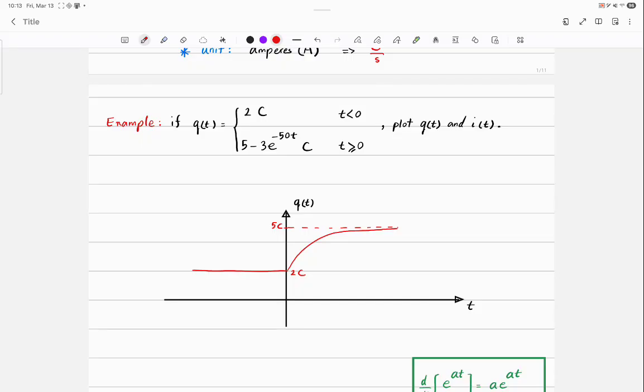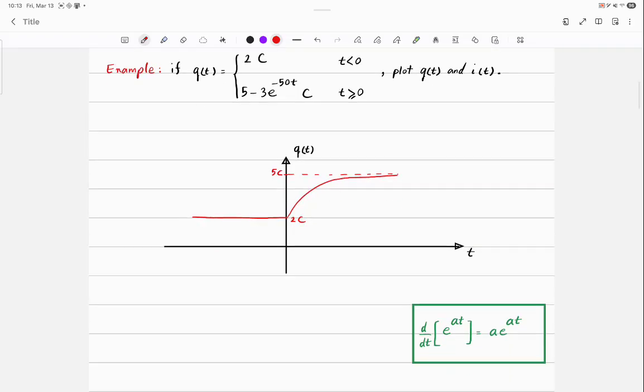That is Q. Any problem with that? This is probably the single most important function in this course, exponential. So if you're not already comfortable with it, you should practice more. Now, how can I find current based on the expression given to me for charge?